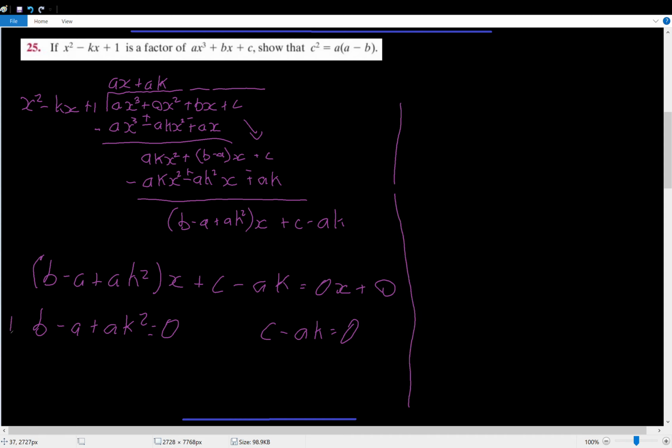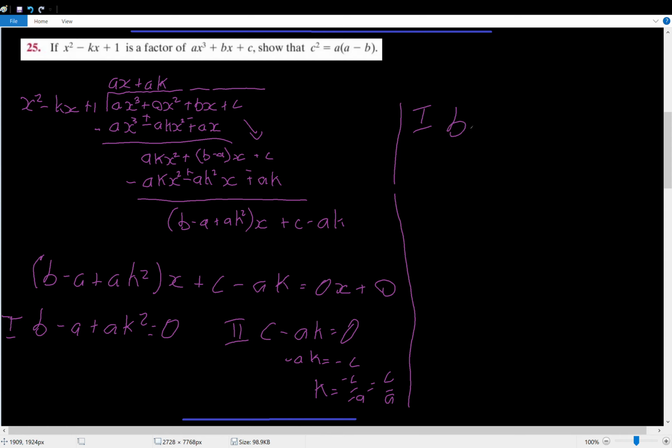We'll call the first one equation 1 and this one equation 2, just to keep track of what we're doing. We're going to rearrange equation 2 so that we get a value for k by itself, so we can substitute it back into the other one. So minus ak is equal to minus c, which means k is equal to minus c over minus a, which is c over a. Now we take that to equation 1 and substitute it in place of k.